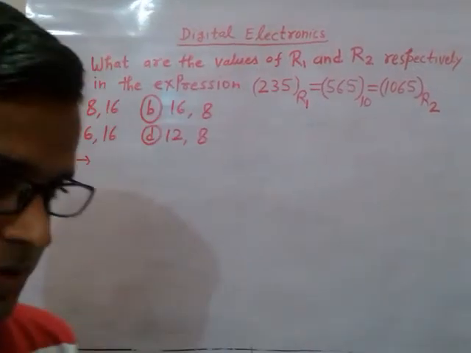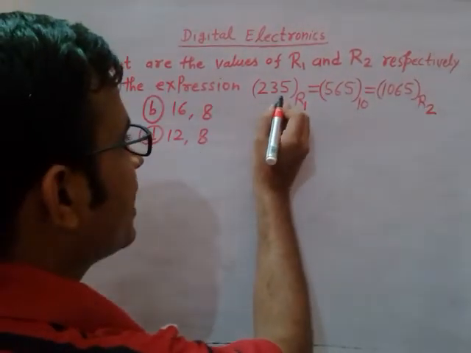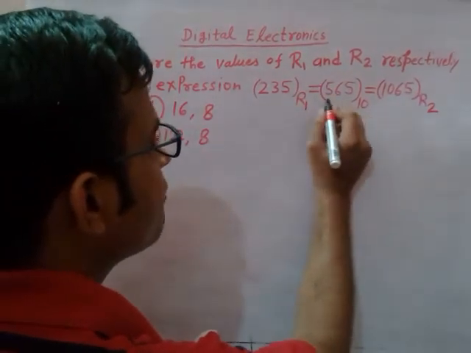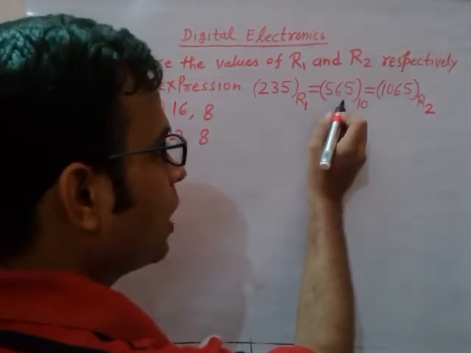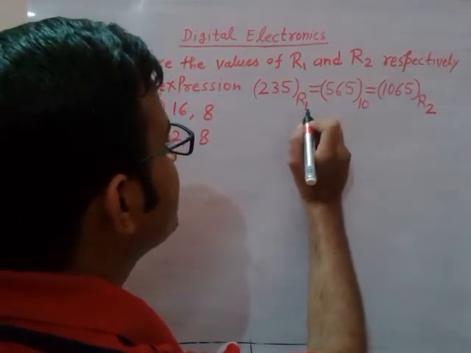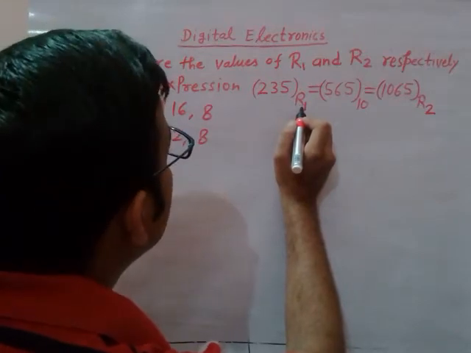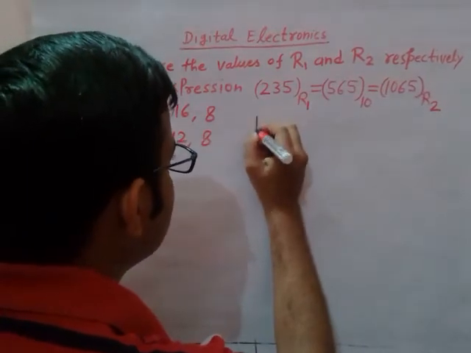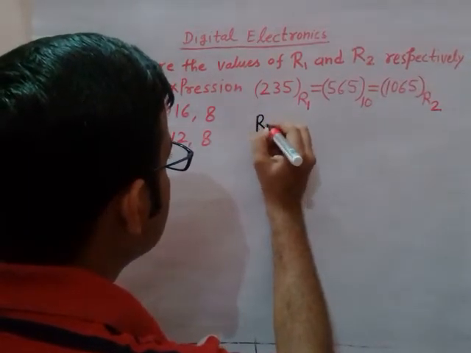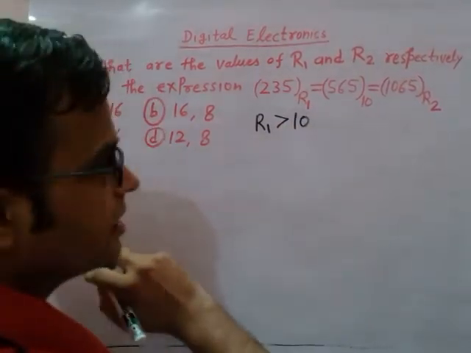So how to approach this question? See here. Value 235 is less than the value 565. Then if these two values have to be equal for different bases, then the base corresponding to the value 235 would definitely be more than the base corresponding to 565, right? This means base R1 would definitely be more than base 10, right?